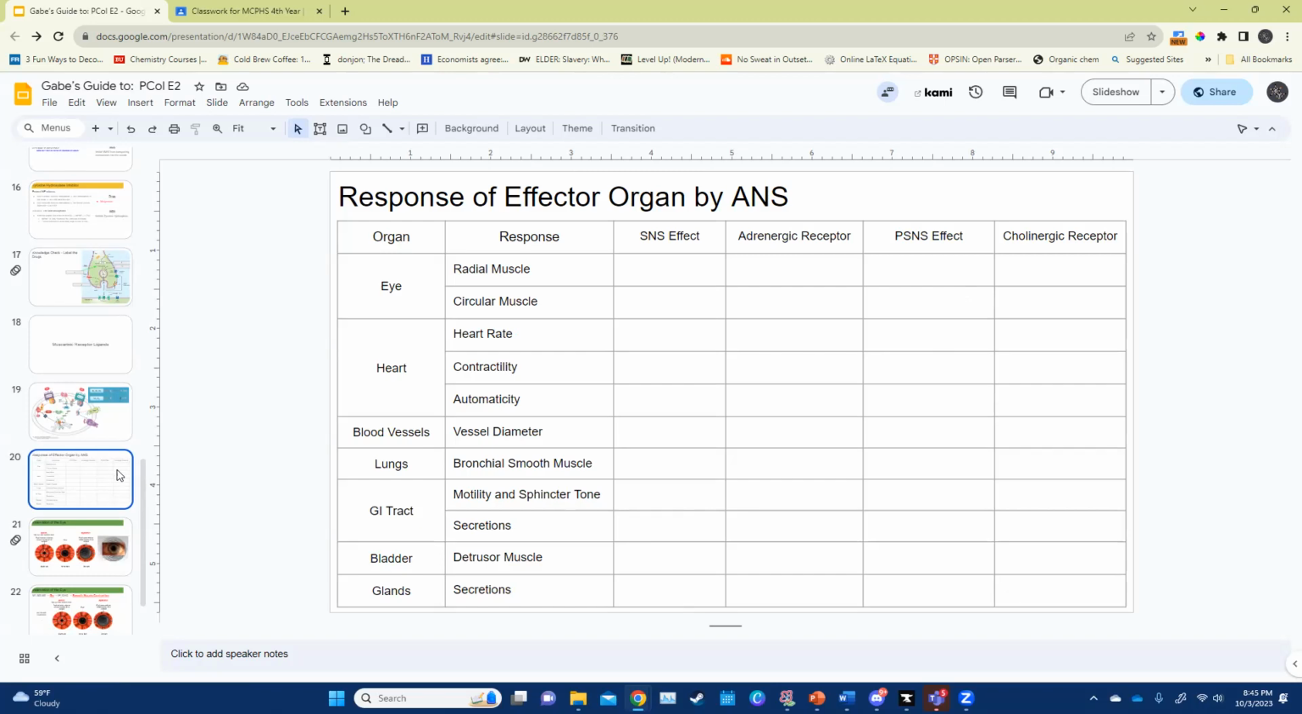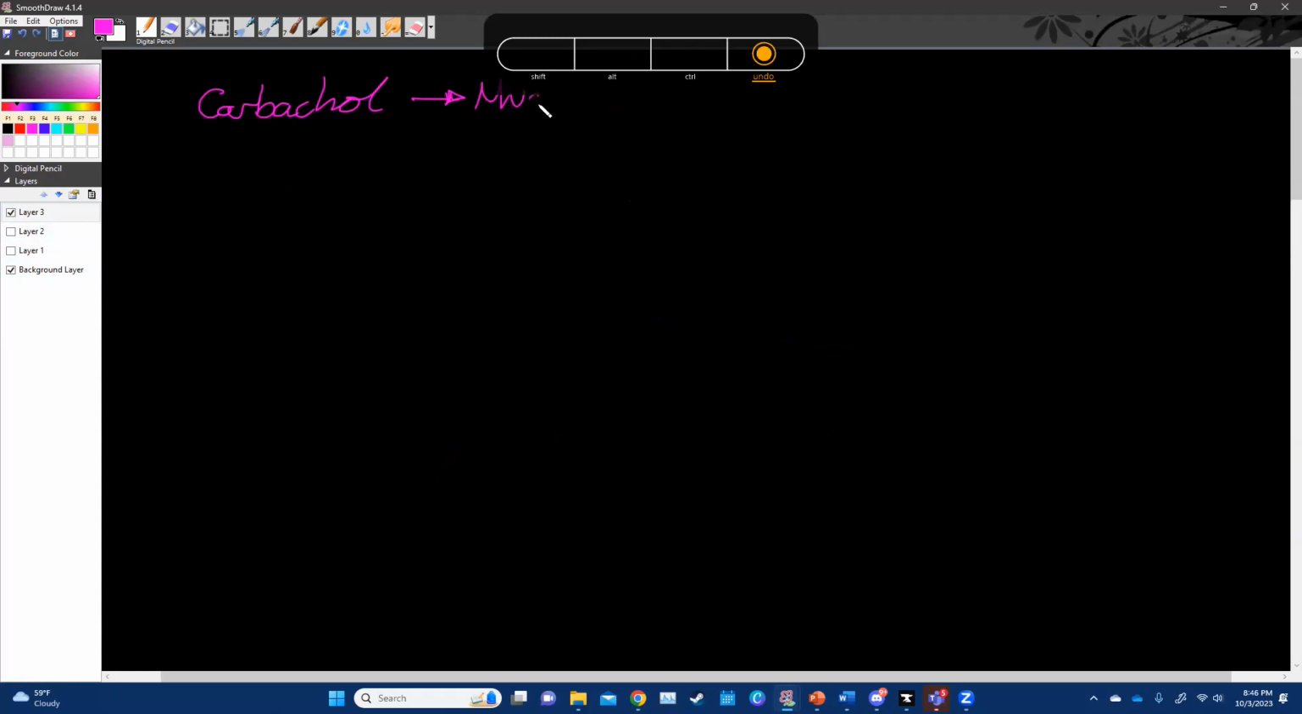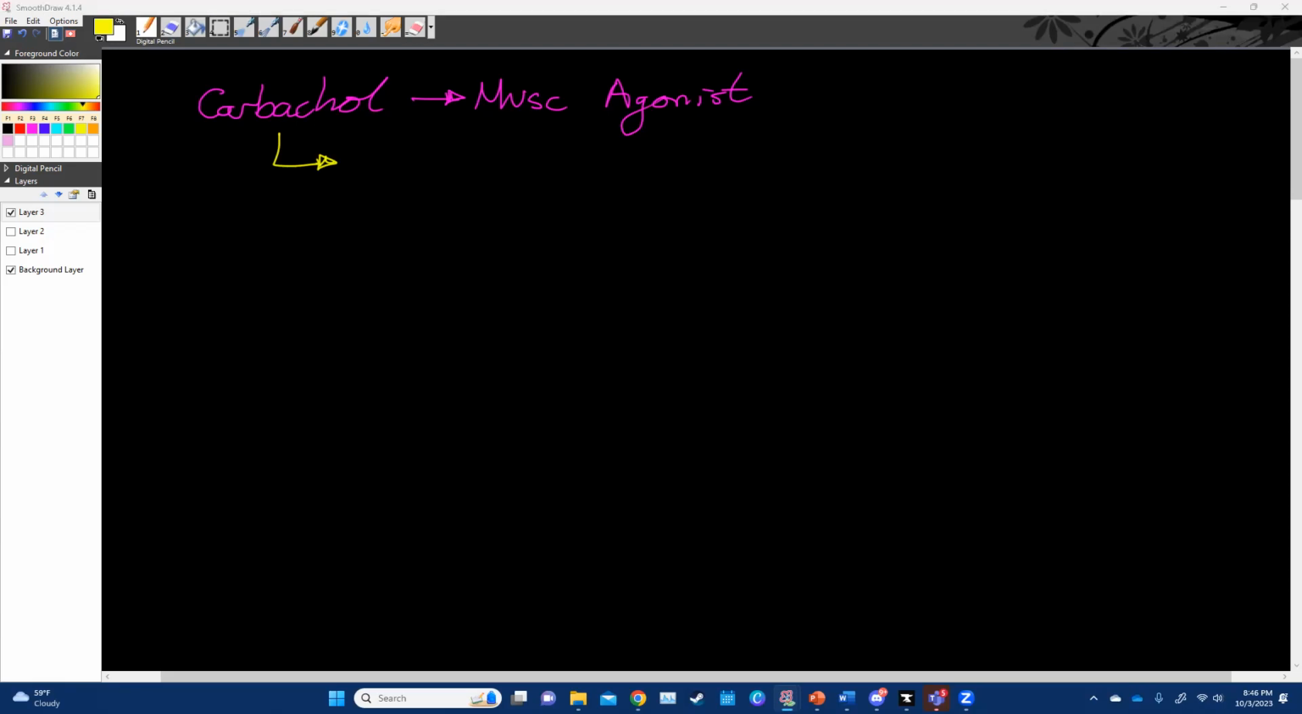Here we go. So when we talk about giving a drug, and we talk about systemic effects, for example, if I was to give carbachol, which is a muscarinic agonist, which receptors is carbachol going to affect? Yeah, all the M1, 2, 3, 4, and 5.